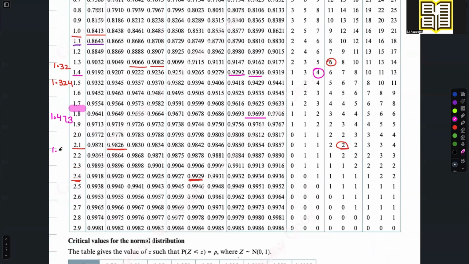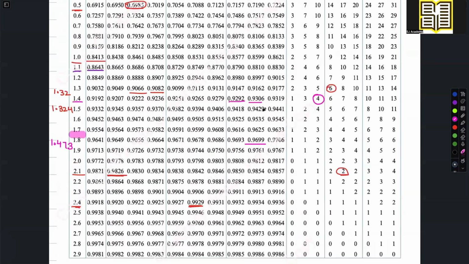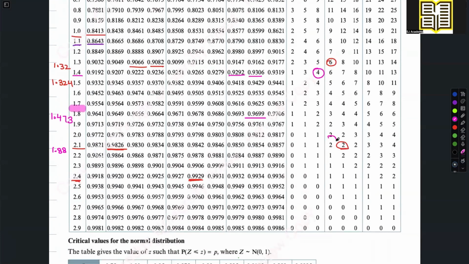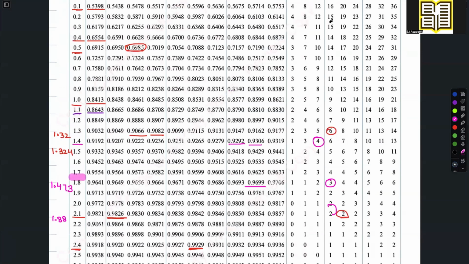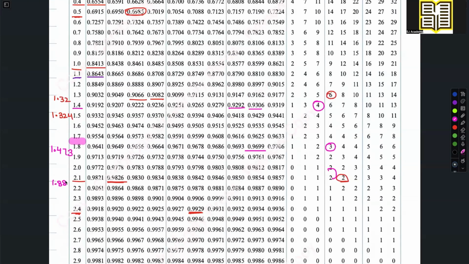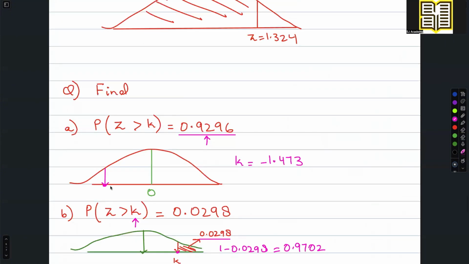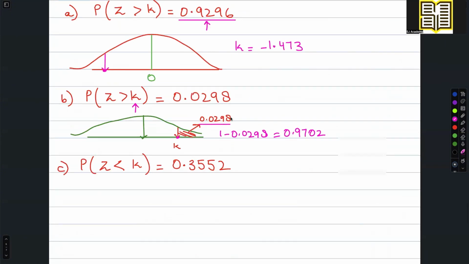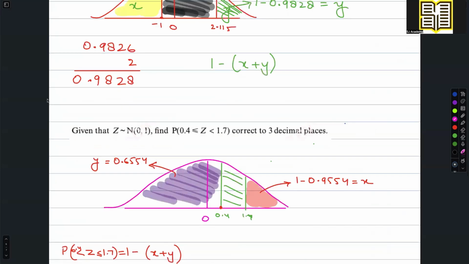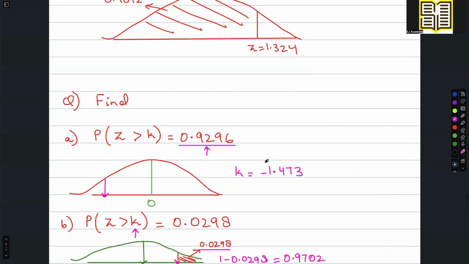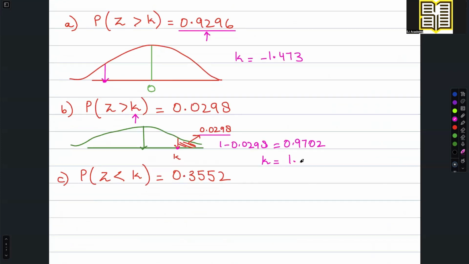So we have 1.88 as a corresponding z value, and if we add 3, it will become 9702. So we have 3 over here, which has the corresponding z value as 4. So the final answer will be 1.884. And as we know that this is towards the right or in the positive half, it means that the k value will be positive, and the value of k will be 1.884.